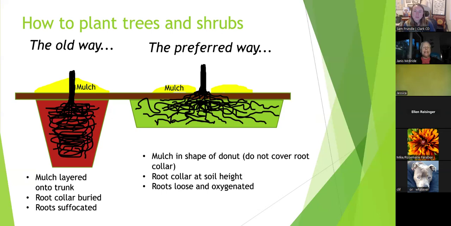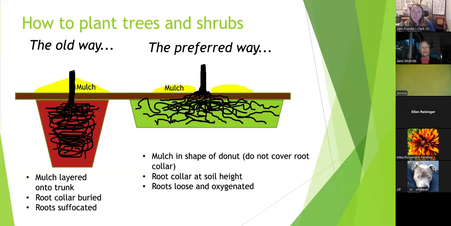There used to be an old way to plant a tree, and I see a lot of people still plant their trees this way. In the picture on the left, the mulch comes up to the top. You see that, and it touches the trunk. In the picture on the right, the mulch is formed like a donut around that trunk. You don't want the mulch touching the base of the trunk of the tree.